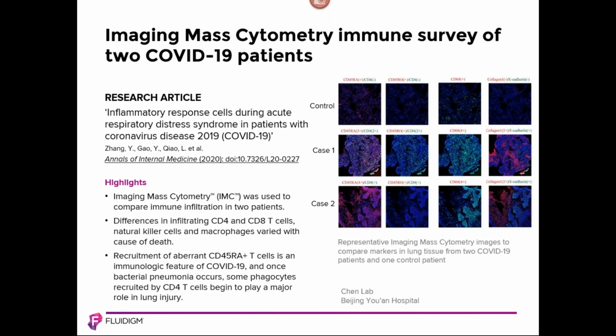Differences were noted in the immune patterns of infiltrating CD4 positive and CD8 positive T cells, NK cells, and macrophages in a single section of lung tissue from each patient. Recruitment of aberrant CD45RA positive T cells is an immunologic feature of COVID-19. Once bacterial pneumonia occurs, some phagocytes recruited by CD4 positive T cells begin to play a significant role in lung injury.